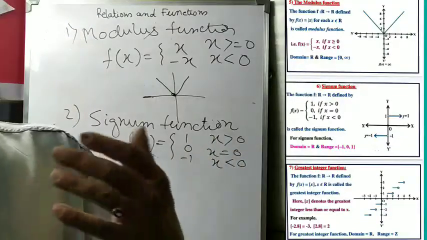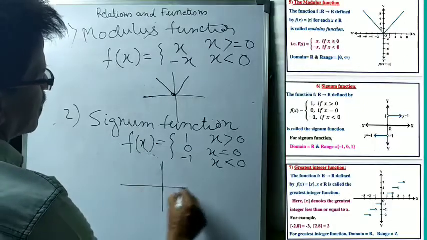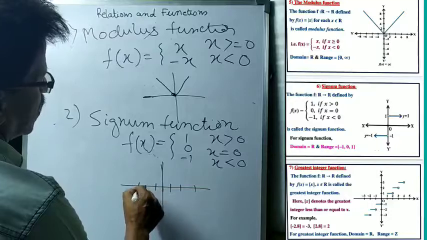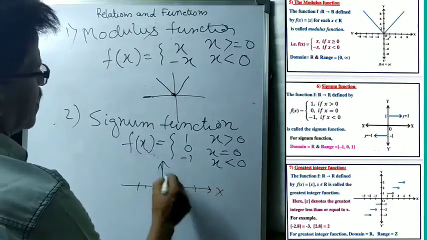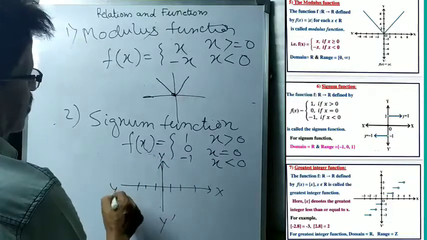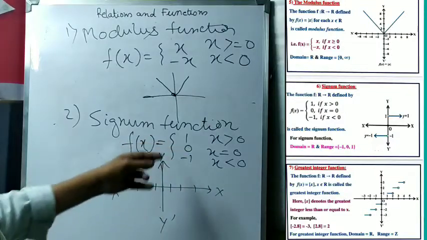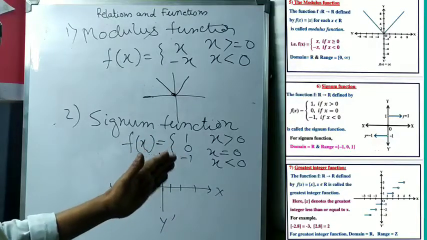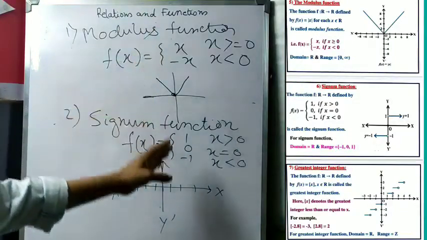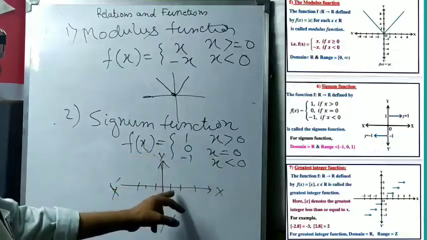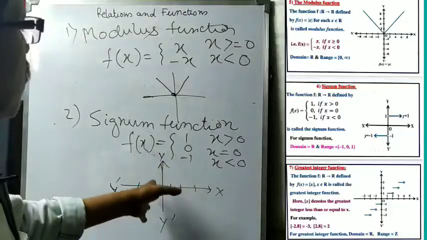So if we draw the graph it will look like this. Suppose these are 1, 2, 3, 1, 2, 3, these are the negative portion, these are the positive portion, this is our x-axis, and this is x dash. So f(x) equals 1, 0, minus 1, for x greater than 0, x equals 0, x less than 0. That means there will be similar, but there will be only one point. What will be the graph? I think you know very much.